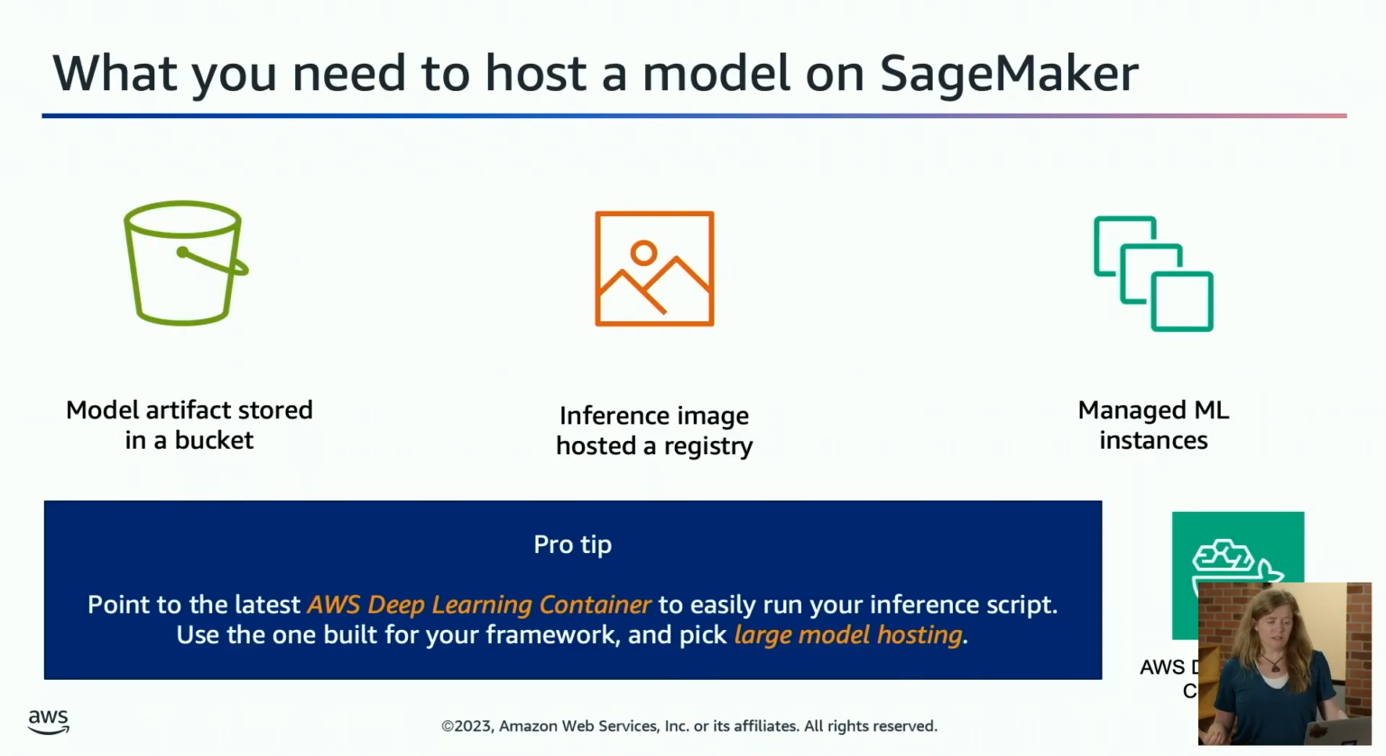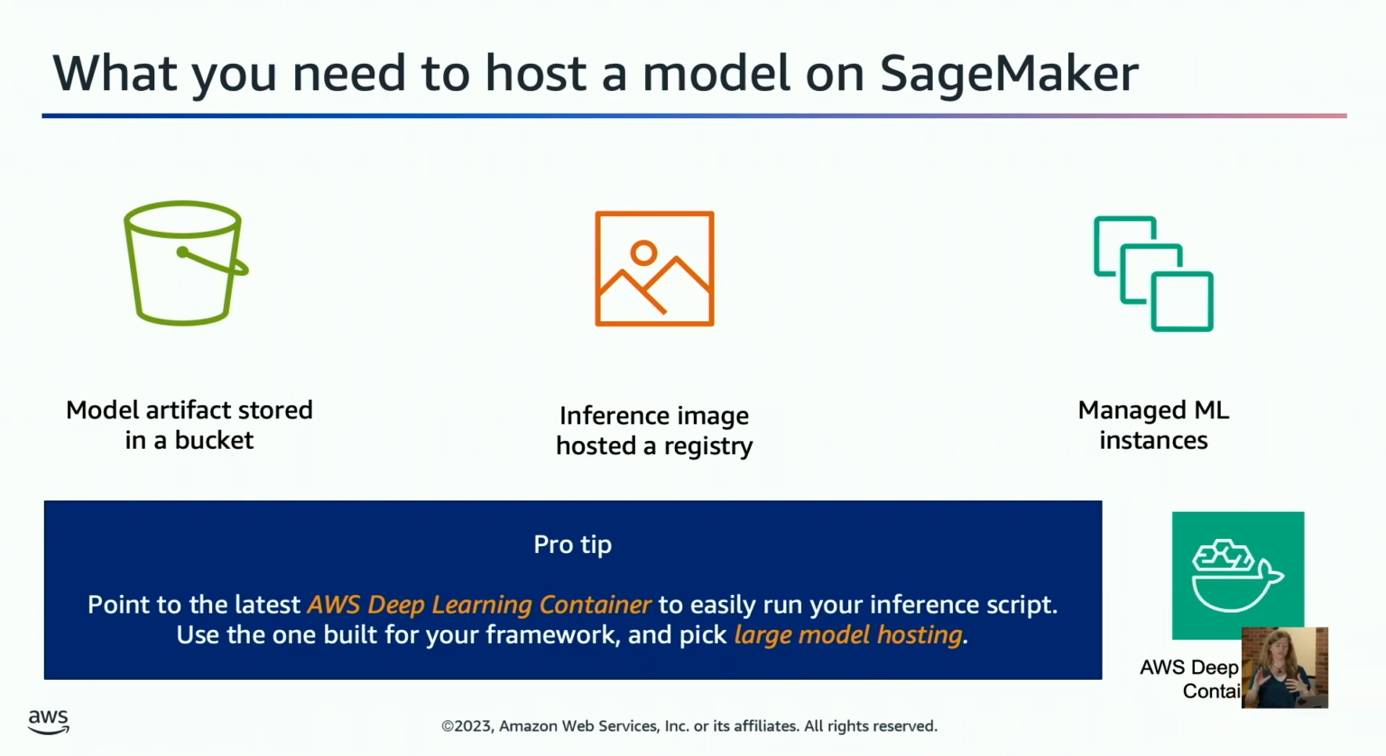So what do we need to host a model on SageMaker? Really I need three things. I need a model artifact, which is stored in my S3 bucket, and I'm going to want to tar zip that thing. So I have my model artifact stored in my bucket. I'm going to use an inferencing image that's hosted in a registry. So for example, I can bring my own inference.py scripts, but I might use an image that's hosted in ECR to easily get all of the packages that I need. And then, of course, I'm going to need some managed ML instances to actually provision this for me.